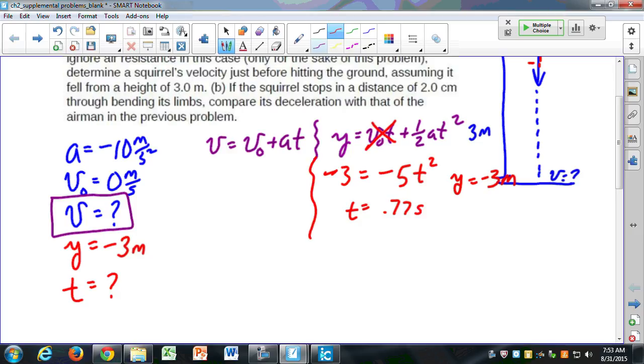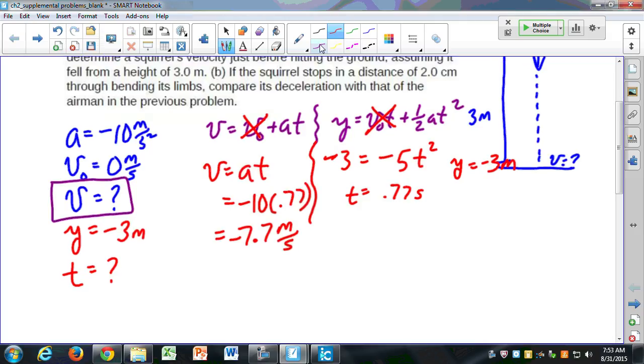And then I can find my v here. What is v? What is it going to be? Right, it's just going to be 10 times 0.77. So v is equal to a times t, because this is 0. That's -10 times 0.77. That's -7.7 meters per second.